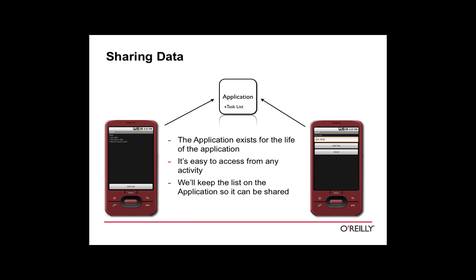So an Android application class, in this sense, not an object, but an instance of an Android application class, is the class that sits around, and there is one for your application. It stays in memory for the whole time your application is around. Any activity can get easy access to it, and it is a good place to share this kind of data.